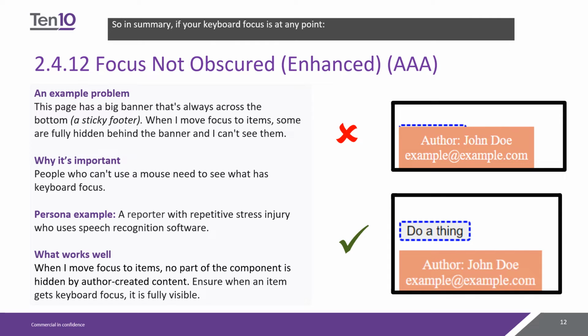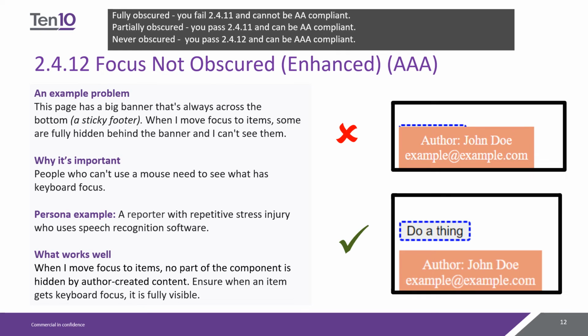So in summary, if your keyboard focus is at any point fully obscured, you fail the 2.4.11 and it can't be AA compliant. If it's partially obscured, you pass the 2.4.11 and you can be AA compliant. But if it's never obscured, you pass the 2.4.12 and can be AAA compliant.